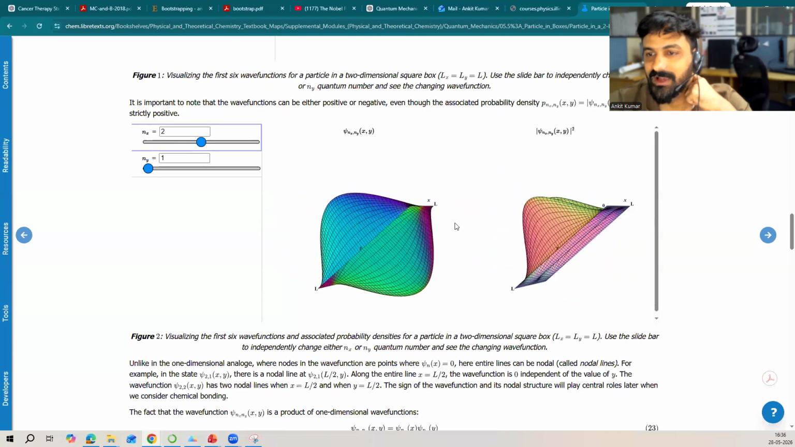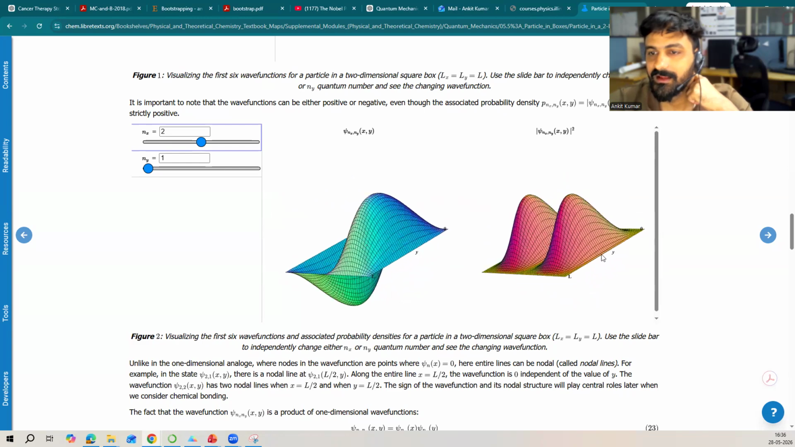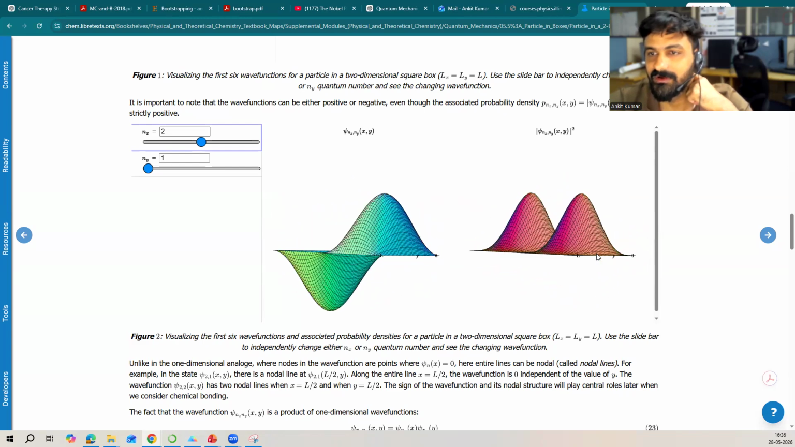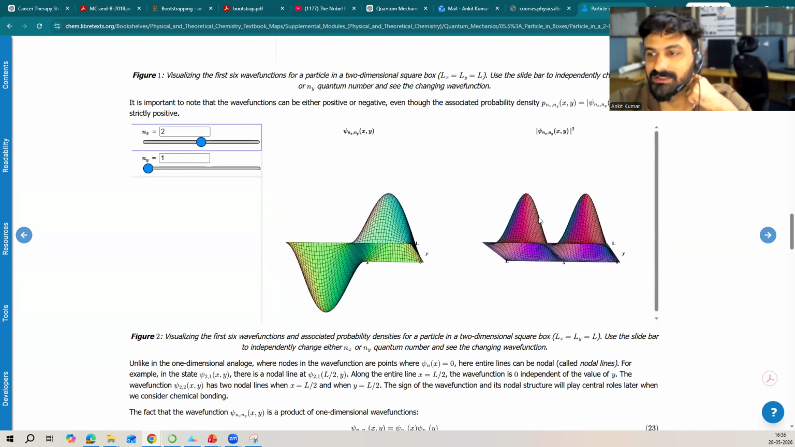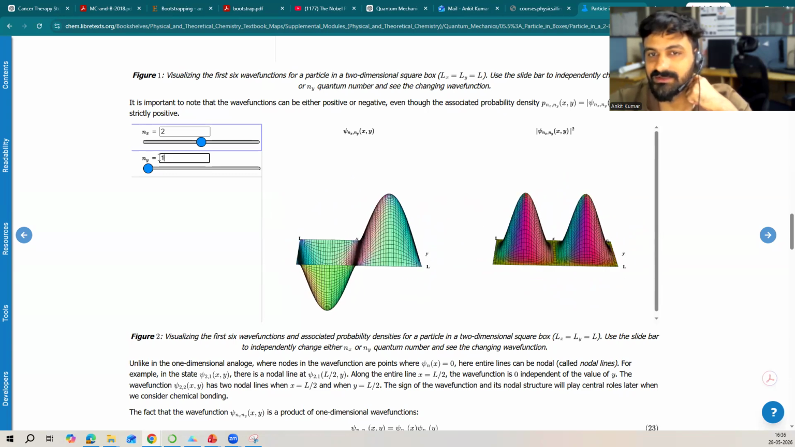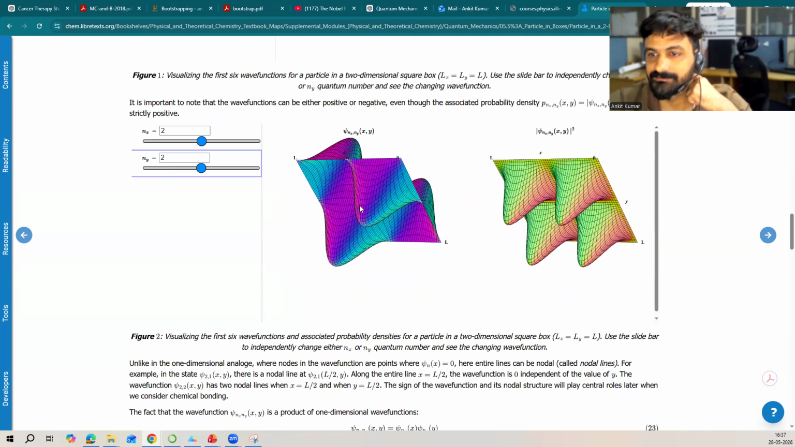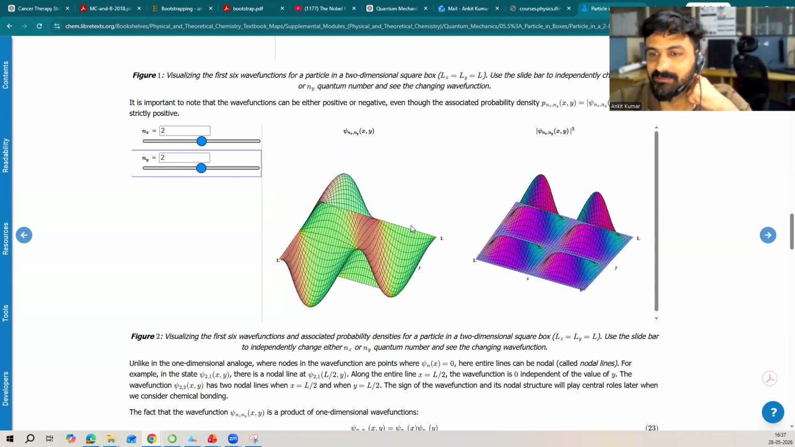As we have already seen, it is going to depend upon the values of nx and ny as well as x and y. Here you can see this is a maxima along the y direction, this is a minima, and the probability density will always be positive. That's why it looks like that. Let's try to change ny. If I set ny equal to 2, see how it looks. Along the y direction also you can see it changing like that.